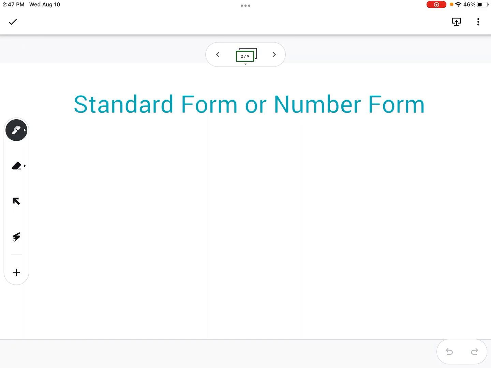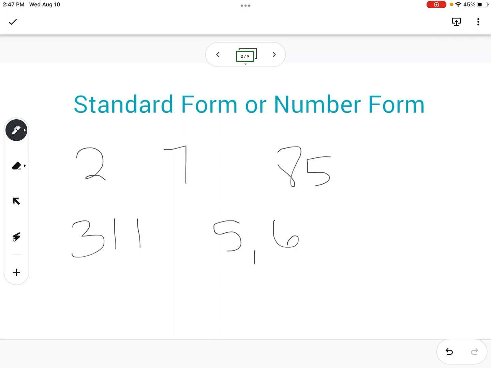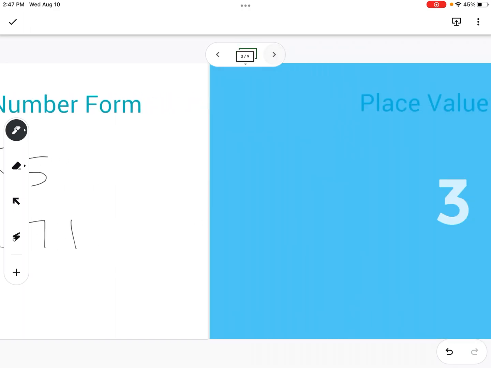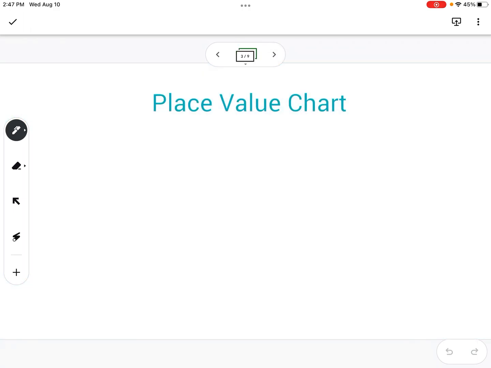I tell the kids just think of it as the plain old number that you see with the numbers, the digits, whatever you want to think of it as. So for example, it would be 2 or 7 or 85. You could think of it as 311, 5,671. All of those would be examples of that standard form or number form where it's just the digits to represent the number. Then we get into our place value chart.